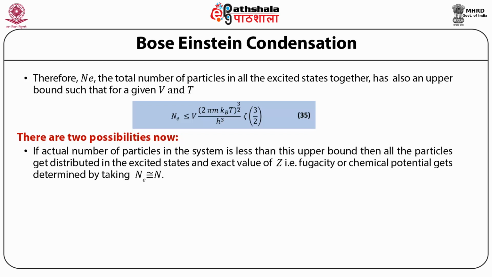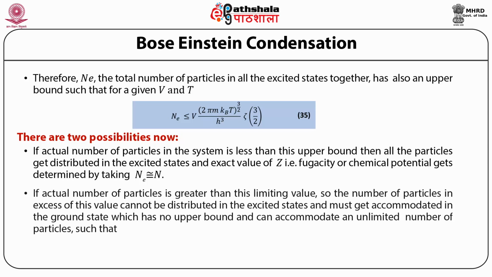If the actual number of particles in the system is less than this upper bound, then all the particles get distributed in the excited states, and the exact value of Z, that is the fugacity or chemical potential, gets determined by taking Ne approximately equal to N.